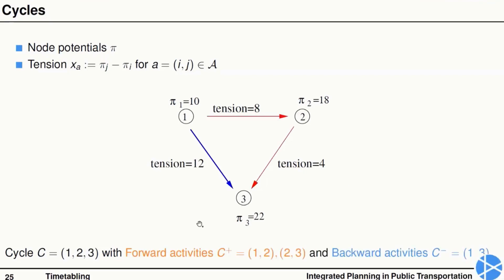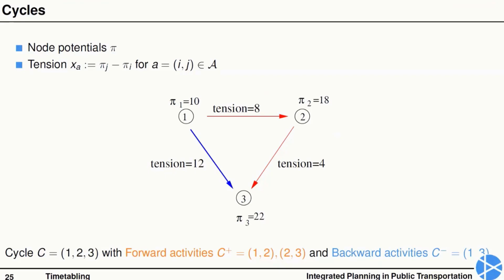And then what we can do is add up the tensions. And we distinguish two types of activities in our cycle. So here we have a cycle. And first of all, we have to say in which direction we would like to see the cycle. We can choose that as we like. But for example, here I said the cycle is 1, 2, 3. So we take the cycle in clockwise order. The activities that have the same order as the cycle, so the red activities in this case, are called forward activities, and the activities that go in the other direction, anti-clockwise, are called backward activities. So we have two forward and one backward activity.